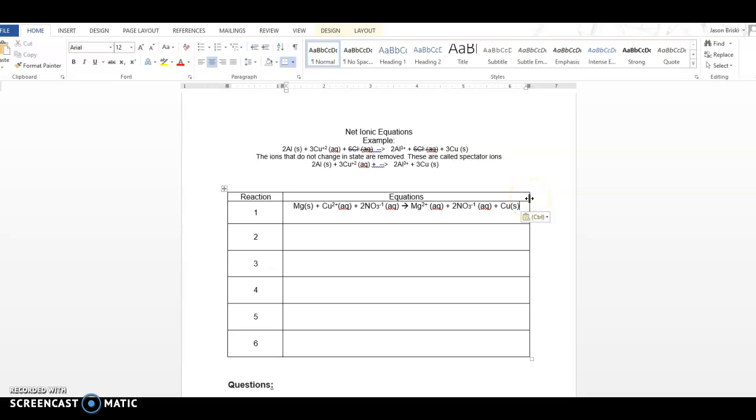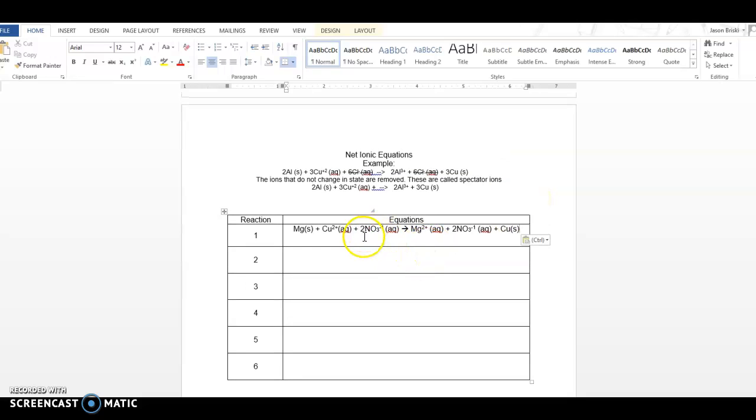But for right now, for our purposes, what you need to understand is that the nitrate does not change, but that the magnesium and copper do change. They go from solid to aqueous or aqueous to solid. So because they do not change, we get rid of them. They are spectator ions. So erase this and erase this, and there you have a net ionic equation.